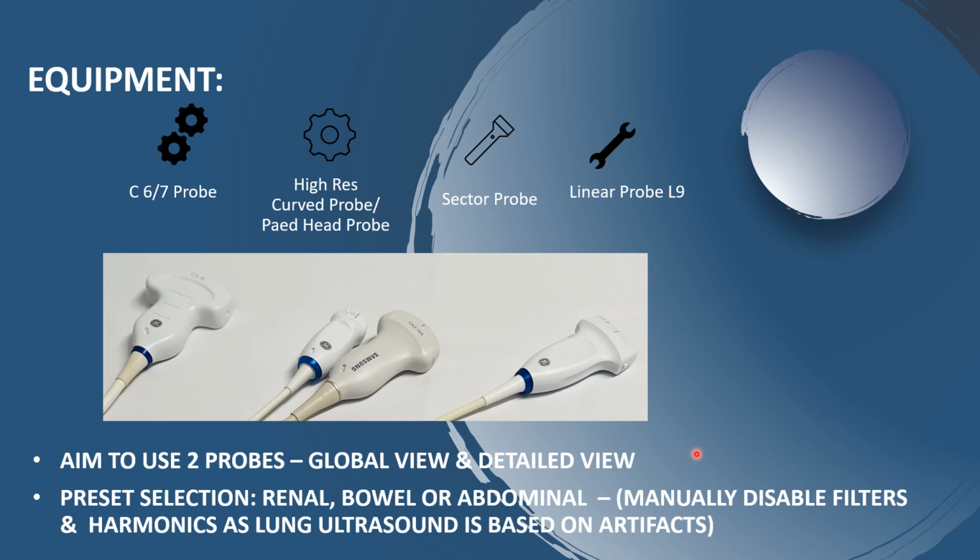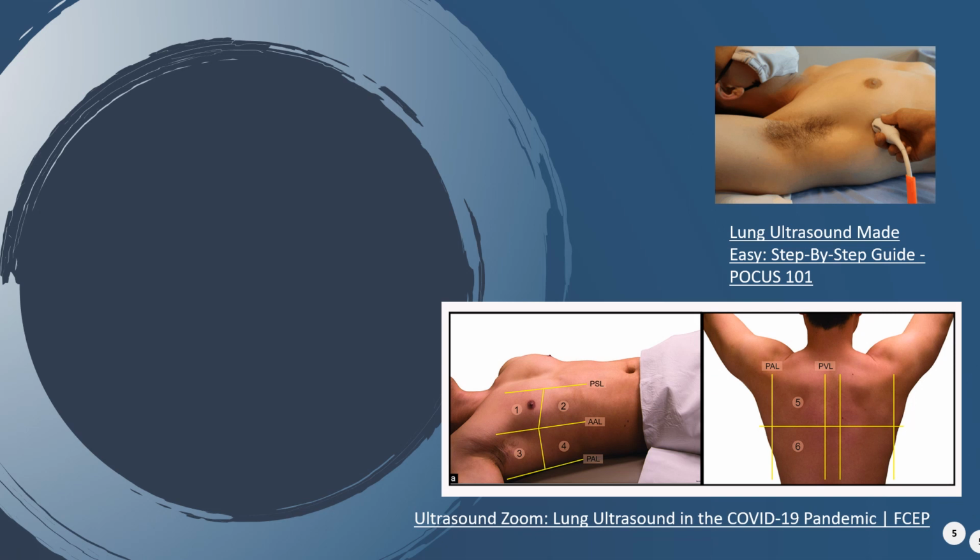The preset selection can be renal, bowel, abdominal. Some machines have chest, but ours don't. You do manually want to disable filters and harmonics because lung ultrasound is based on visualizing artifacts a lot of the time, so those need to be turned off.